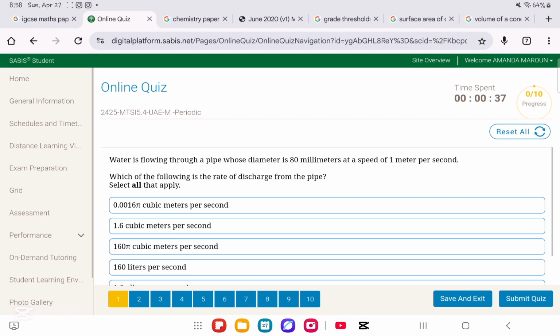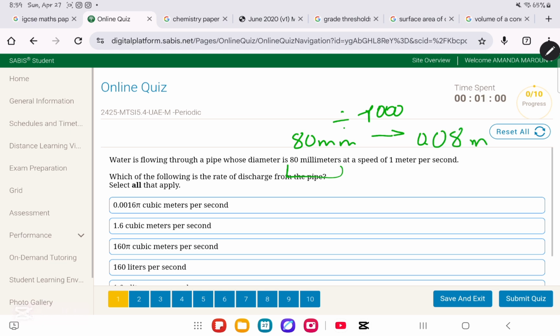Water is flowing through a pipe whose diameter is 80 millimeters at a speed of 1 meter per second. First of all, we will change it into meters. To change from millimeters to meters, you divide by 1,000. So 80 divided by 1,000 gives 0.08 meters. This is the very first step.